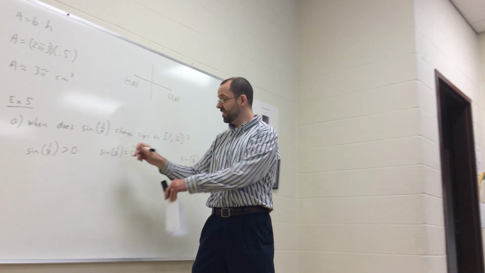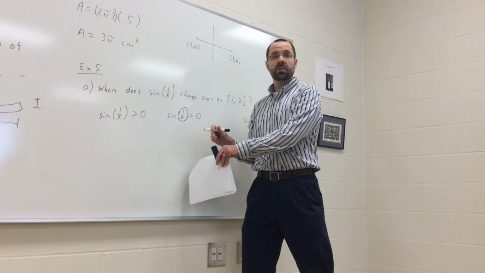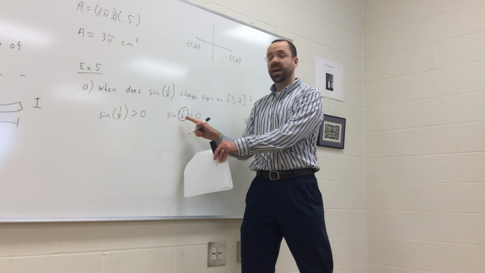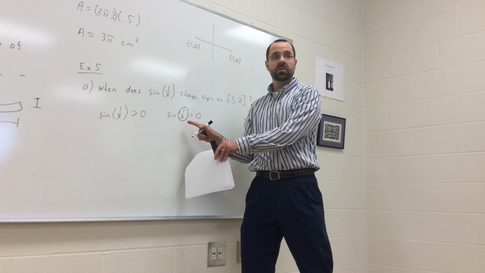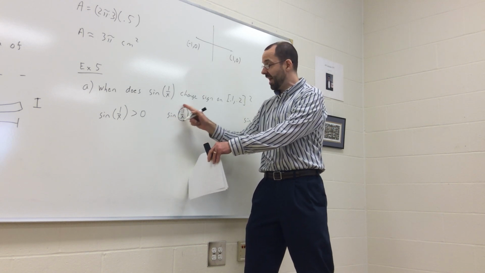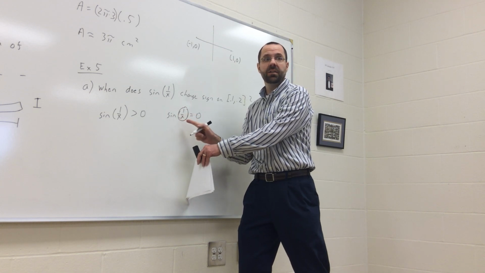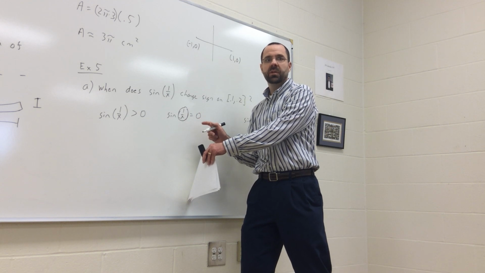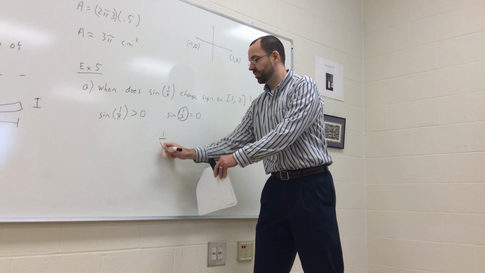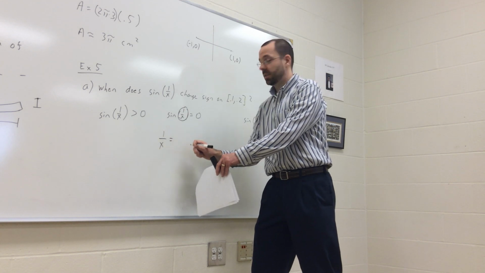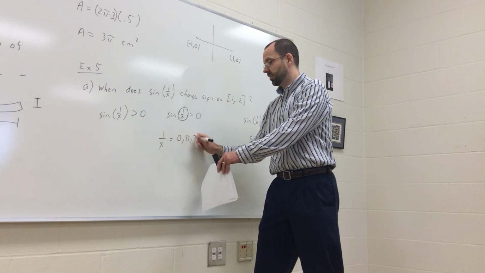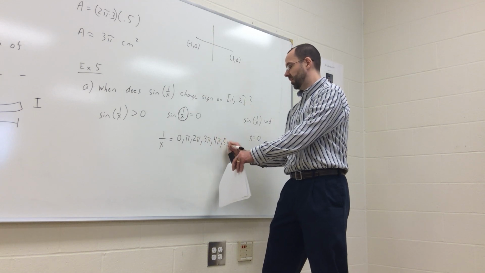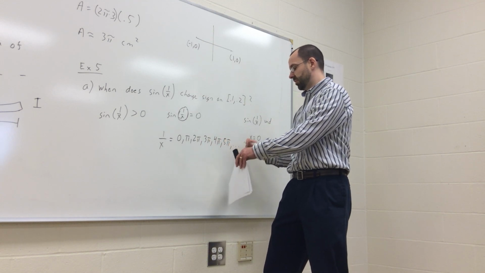Okay, so if that whole mess was 0, then we'd be taking the sine of 0, right? And that would be 0. Or if that whole mess was pi, then we'd be taking the sine of pi, which is 0. So we've boiled this question down to figure out when does that mess equal 0, pi, 2 pi, 3 pi, 4 pi, 5 pi, et cetera.